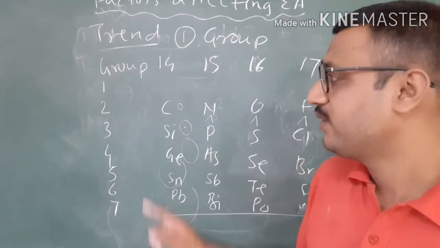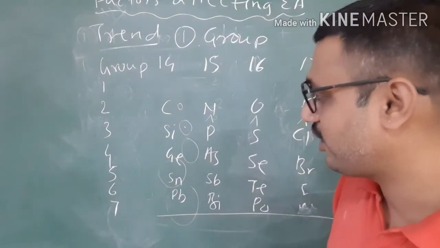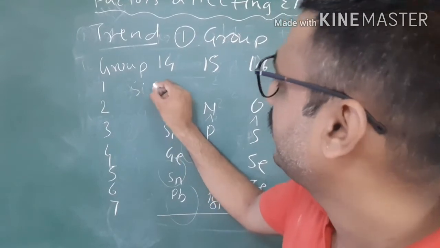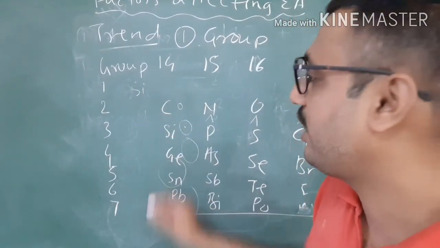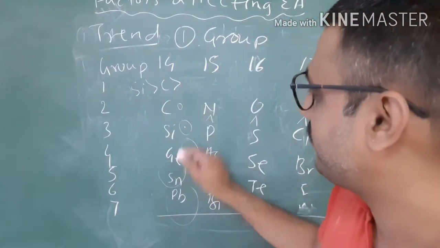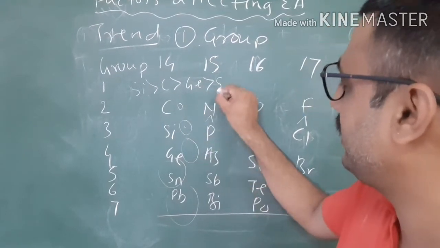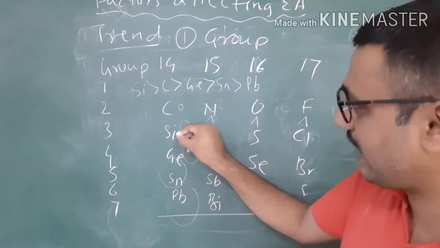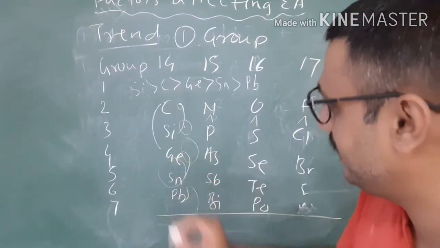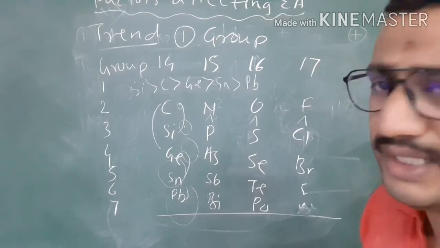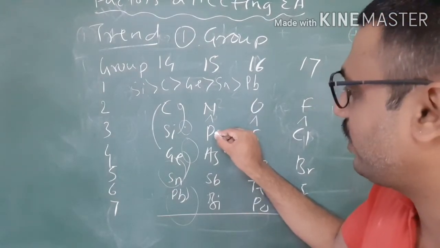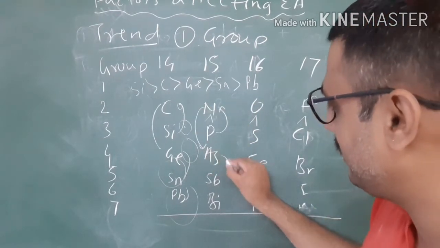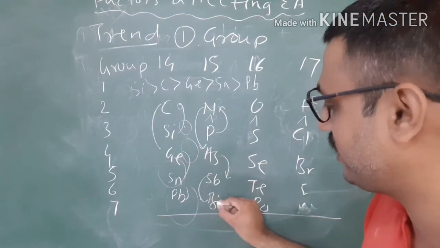So if someone asks, what is the trend of the electron affinity values? The trend for the 14th group elements is: it's silicon, and as compared to silicon, electron affinity is less for carbon, then it is less for germanium, then it is less for tin, then it is less for lead. Okay, so this is the trend: silicon, carbon, germanium, tin and lead. Now the same pattern is followed here. Highest electron affinity is shown by phosphorus, then less for nitrogen, then less for arsenic, less for antimony, and lastly least for bismuth.